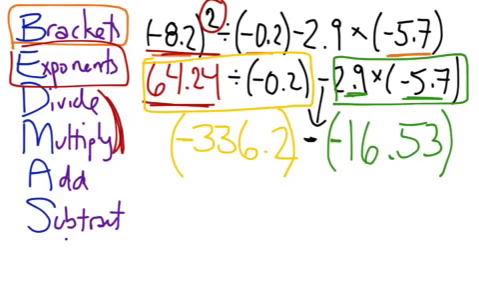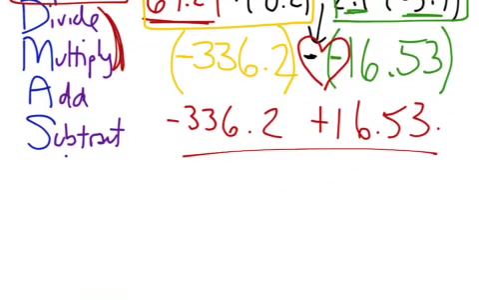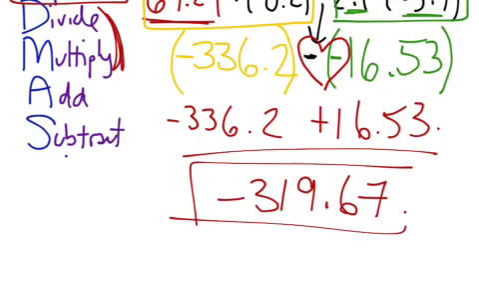Okay, last step, we need to subtract here. And remember, we've got two negative signs beside each other here, so this becomes a plus. So the question is negative 336.2 plus 16.53. So if you grab a calculator and solve that, your final answer should be negative 319.67. So I hope that example helps.